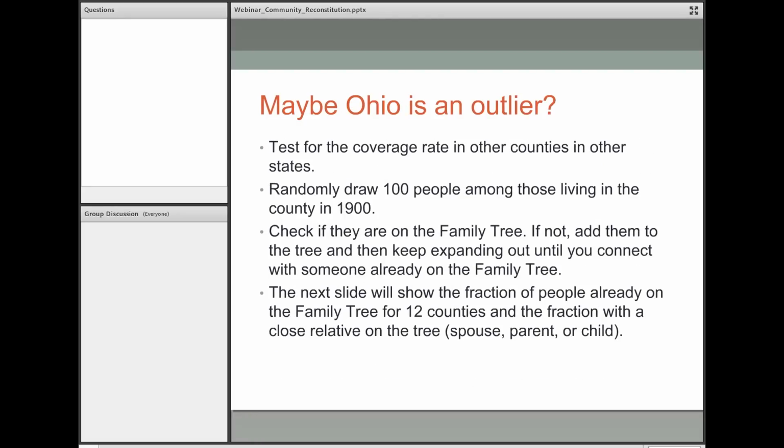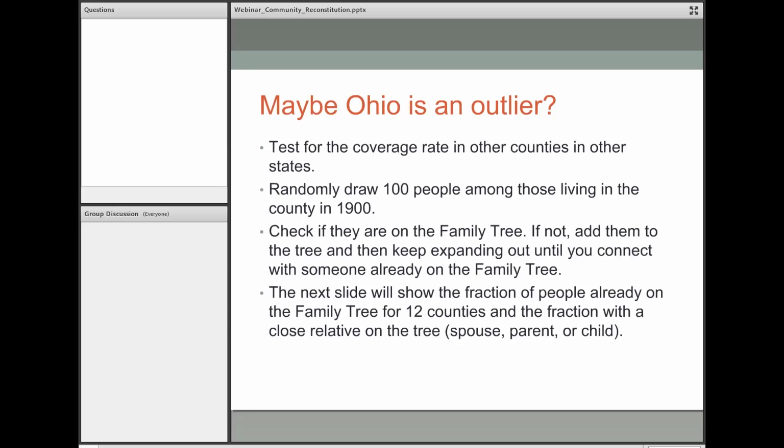So you might be saying, well, maybe Ohio is an outlier. Ohio has fantastic records. Lots of people have worked on Ohio records, so maybe the 84% is an outlier. So what we did is we randomly chose a bunch of other counties around the United States, and then we would randomly choose 100 people who were living in the county in 1900, and then we check to see if they're on the family tree using our automated approach.